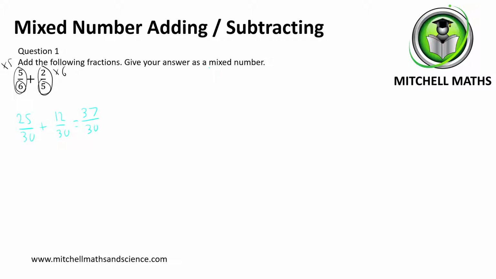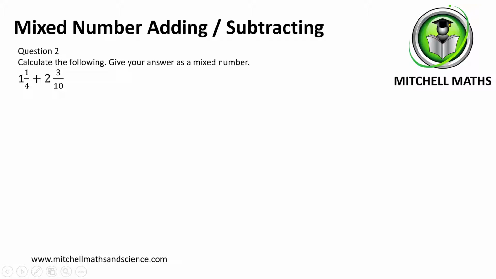I need to give my answer as a mixed number, so I'm going to convert this improper fraction into a mixed number. So I need to think, how many times does 30 go into 37? Well, that goes in once. And if I take away 30, I'm left with 7. Therefore, my answer is 1 and 7 over 30. So yeah, first of all, make sure the denominators are the same, and then if you need to, convert to a mixed number, if the question asks you to.